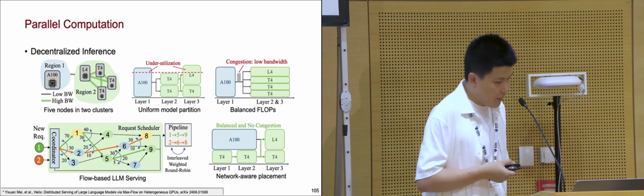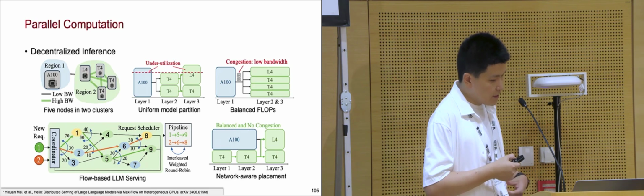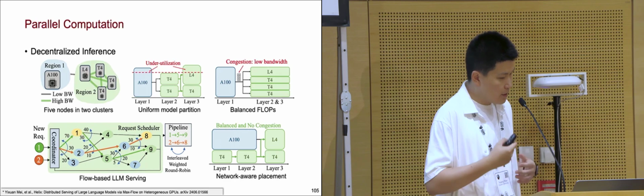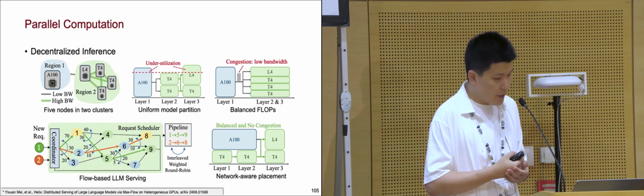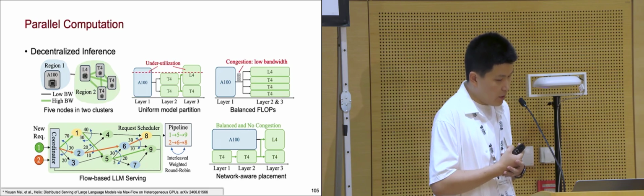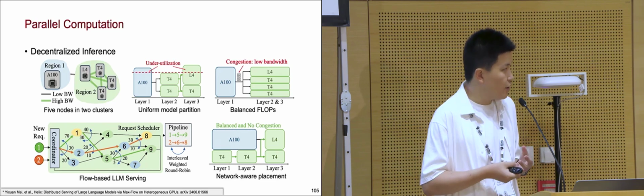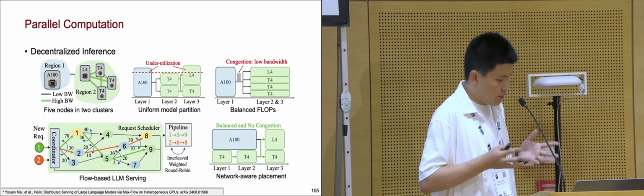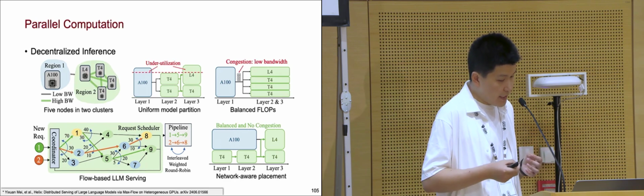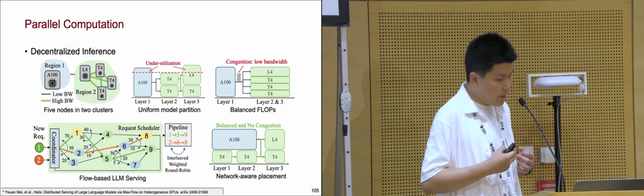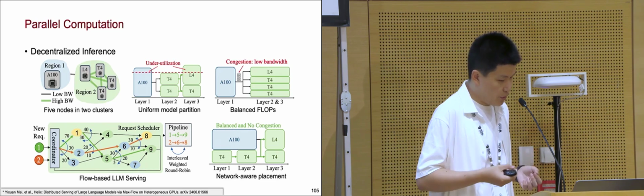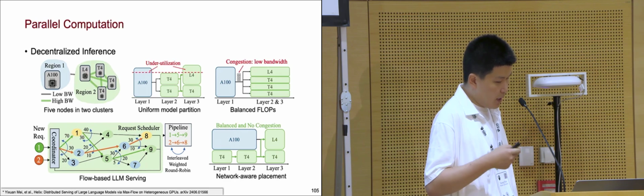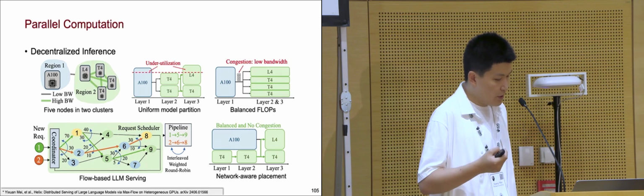Okay. The next line of approach in parallel computation is called decentralized inference. It's highly related because it also introduces a combination of model paradigm or data paradigm in distributed environments. But the difference is that here we may use some geo-distributed resources. Actually, it's inspired by, for example, crowdsourced computing.